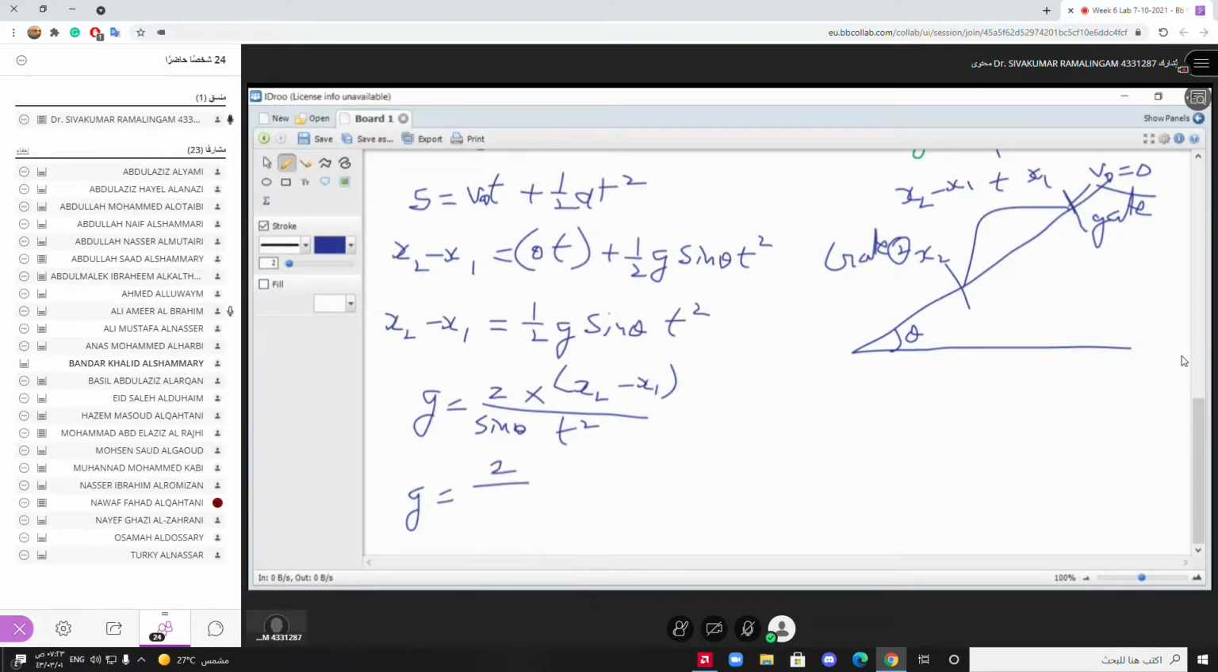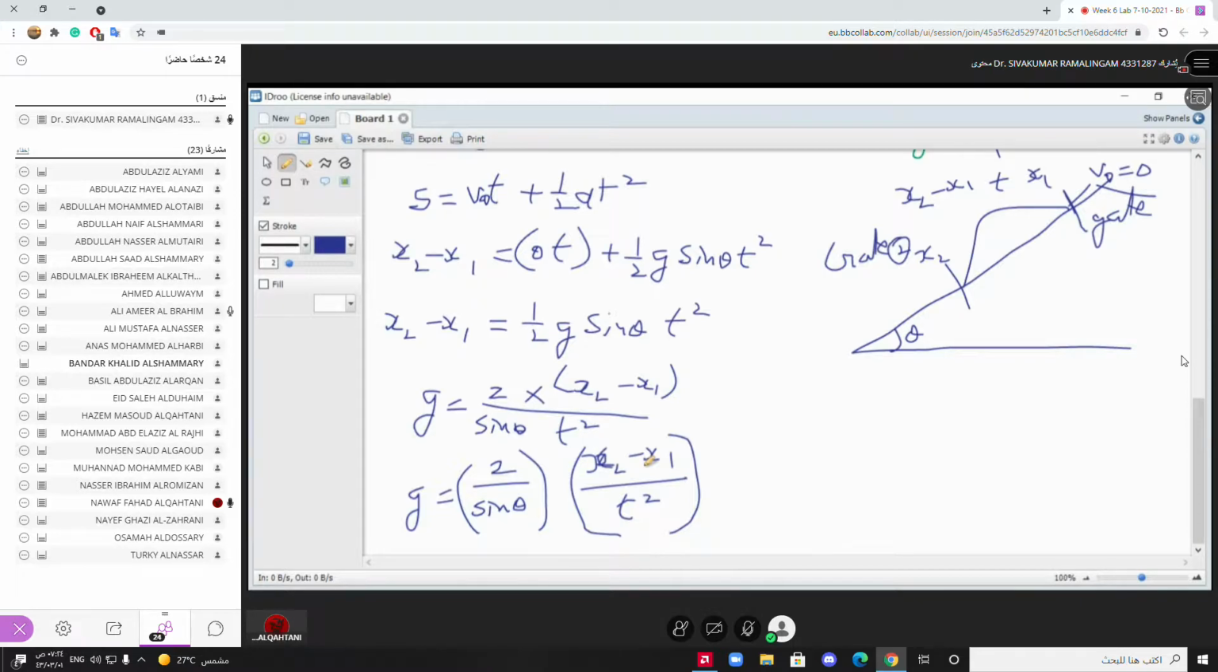Let us divide this into 2. Sin theta, this is one group, and this group I'm going to keep as a constant. x2 minus x1 divided by t square, this is group number 2. This is a variable group. I'm going to use this formula to calculate the acceleration due to gravity. Any doubts about it?